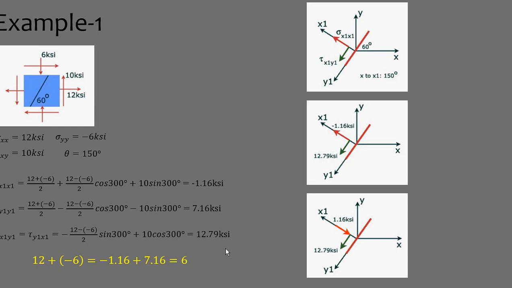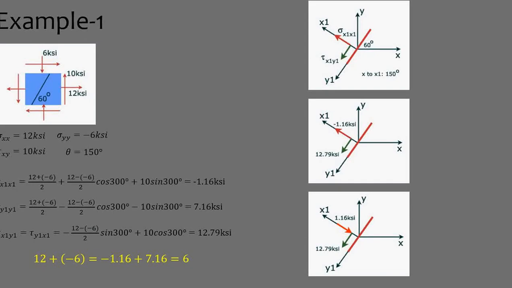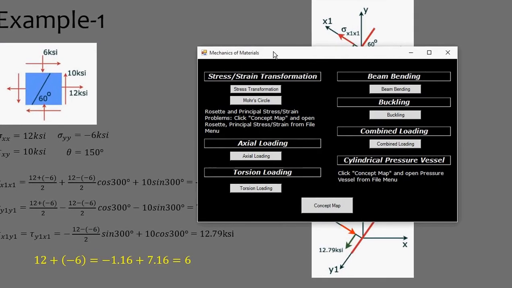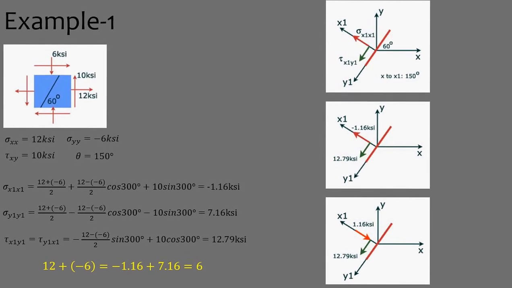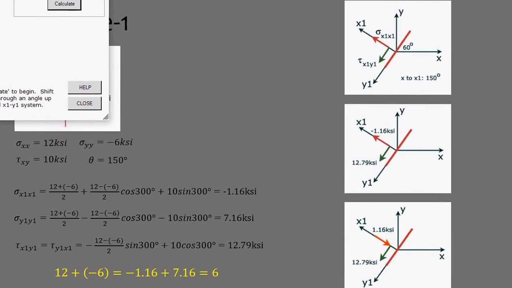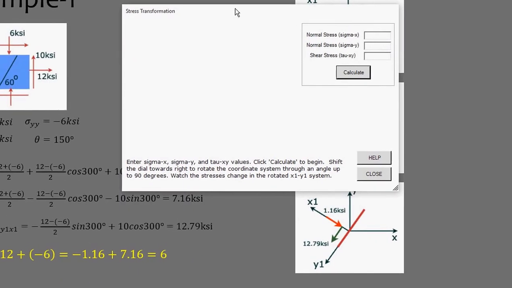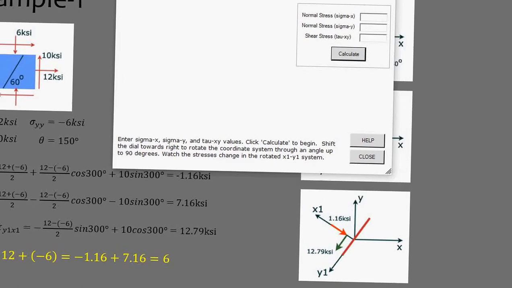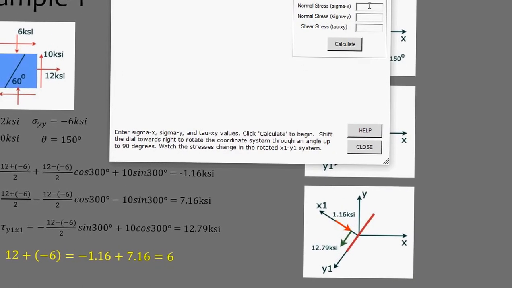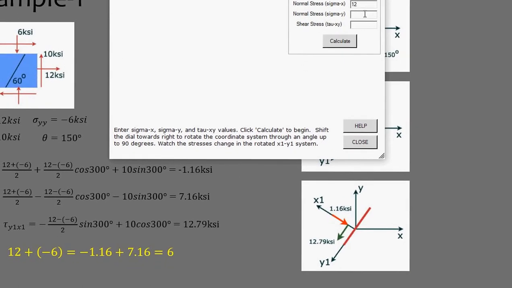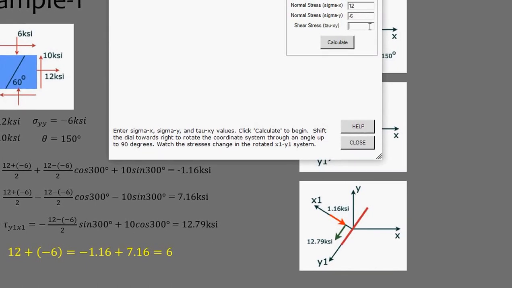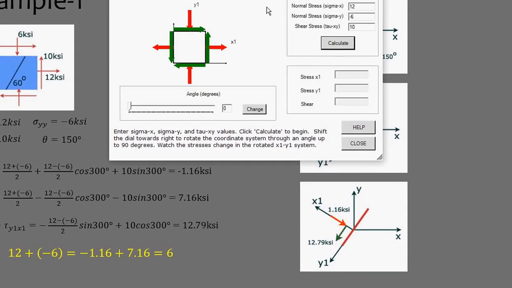Now what we can do is look into how to solve this using our MechMat software. So let's bring up our stress transformation, and we can put in the problem information. So it's 12 ksi, -6 ksi, and 10. And remember, as long as you stay consistent with your units, it'll work out. We're putting in ksi, so the numbers it spits out are going to be ksi.